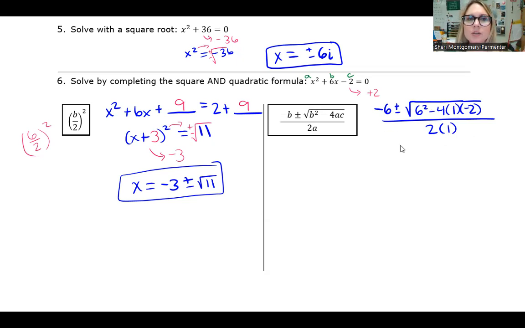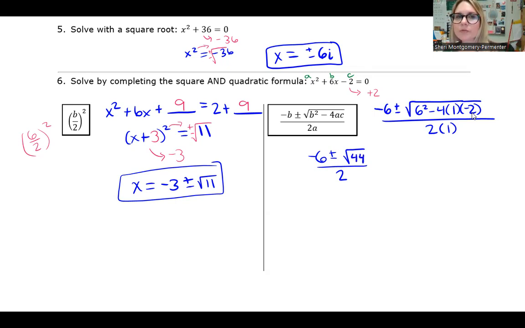So now we're going to solve this. We need to make sure that we type in this stuff under the square root. That's our discriminant. So I'm going to get -6 plus and minus the square root of something over 2. So what do you get when you type that in? 44.